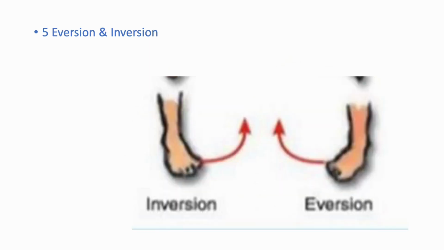Inversion and eversion. Inversion is turning the sole of the foot inwards, so it looks like it is facing upwards, and eversion is turning the sole of the foot outwards. You can evert by turning the sole of the foot outward, or invert by turning the sole of the foot inward.